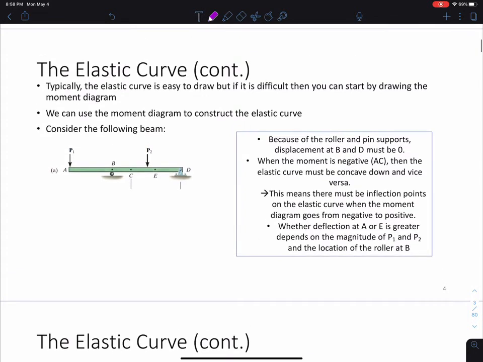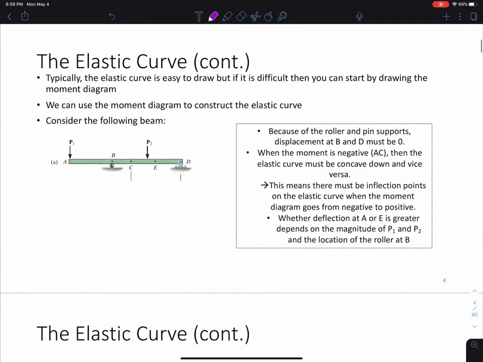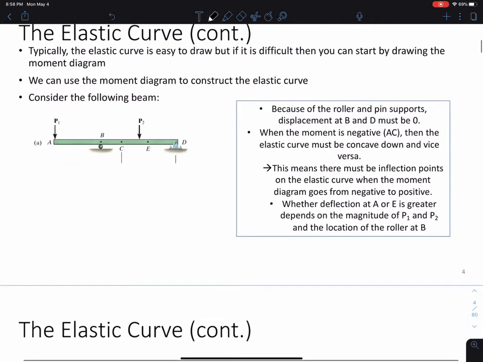Basically, the elastic curve is not difficult to draw in general. And what we can do, if you have a structure that is more challenging to draw and you don't really know how the loads are going to affect the system, is use the moment diagram to construct the elastic curve. And I'll show you how we can do that with this example. Okay, so we have a beam here, and it has two loads placed on it, P1 and P2, and we have a roller and a pin.